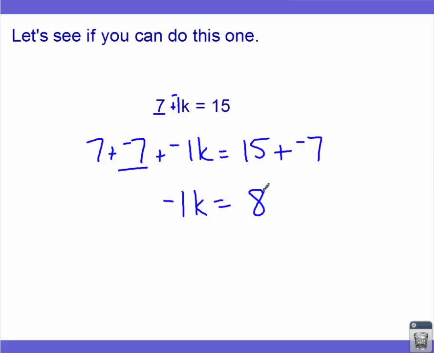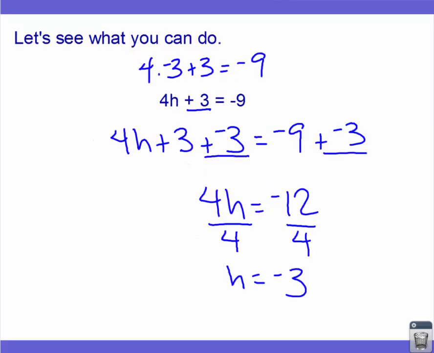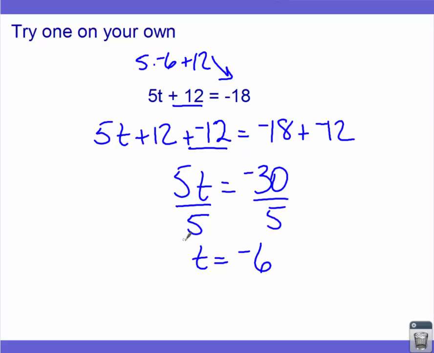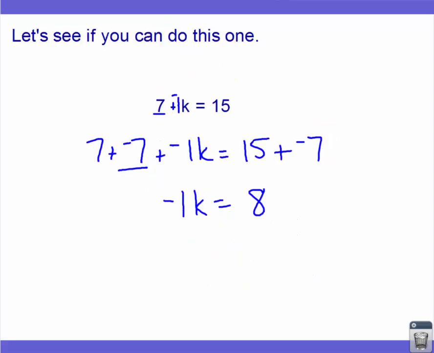Now, when we're looking at all of the answers that we've done, the letter has always been positive. Because what I want to know is how much is 1h worth? Positive 1h. How much is positive 1t worth? How much is positive 1g worth? And so on. So in this one, how do I get rid of this multiply by negative 1? We divide by negative 1. And we end up with k equaling, well, 8 divided by negative 1 gives me negative 8.